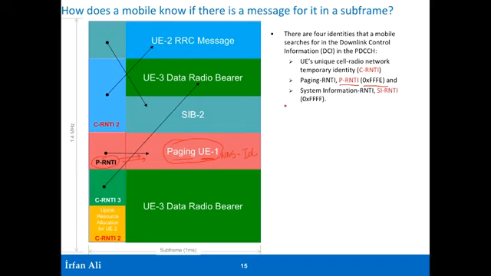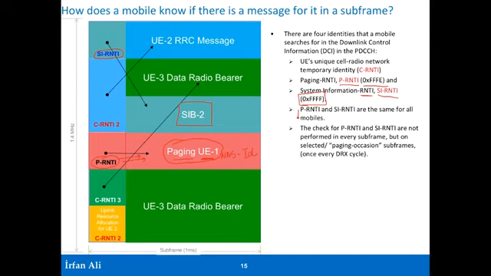The other important identity that the mobile looks for is called the system information RNTI, which is more like a broadcast address. All mobiles have the same broadcast address, which is 0xFFFF, and essentially when it sees the SI-RNTI, it figures out that there is SIB information in here, and once it comes in here, it is able to read the system information block message.